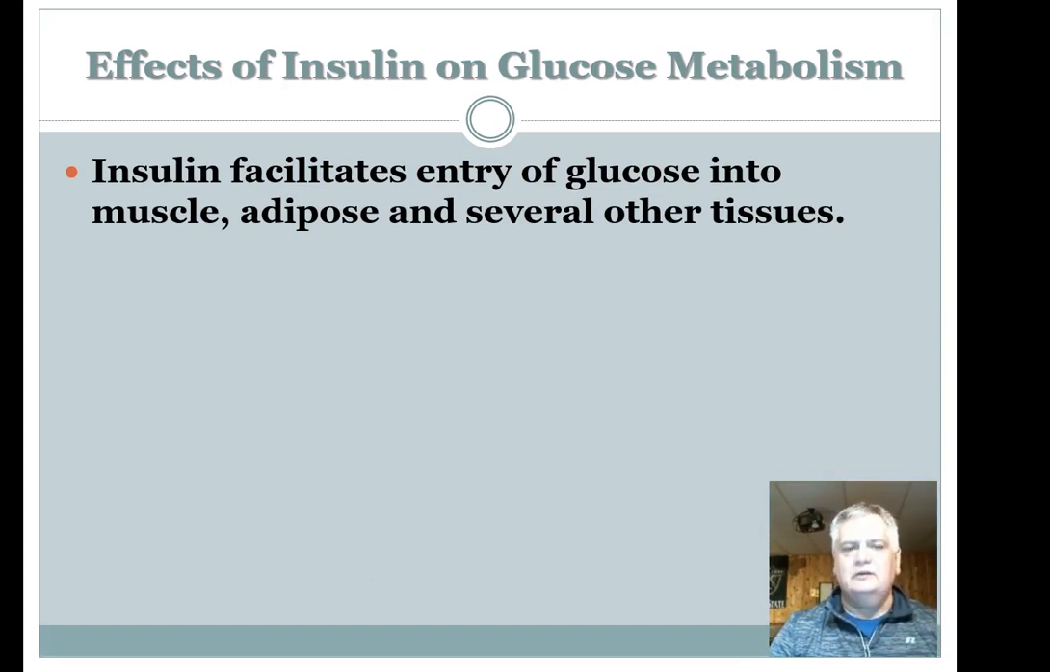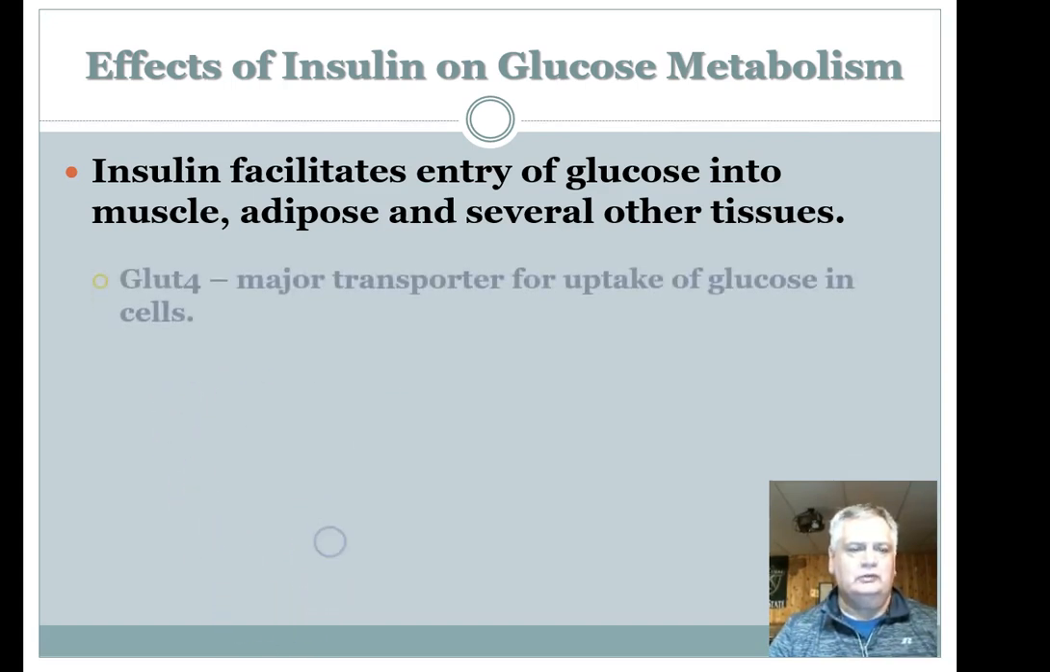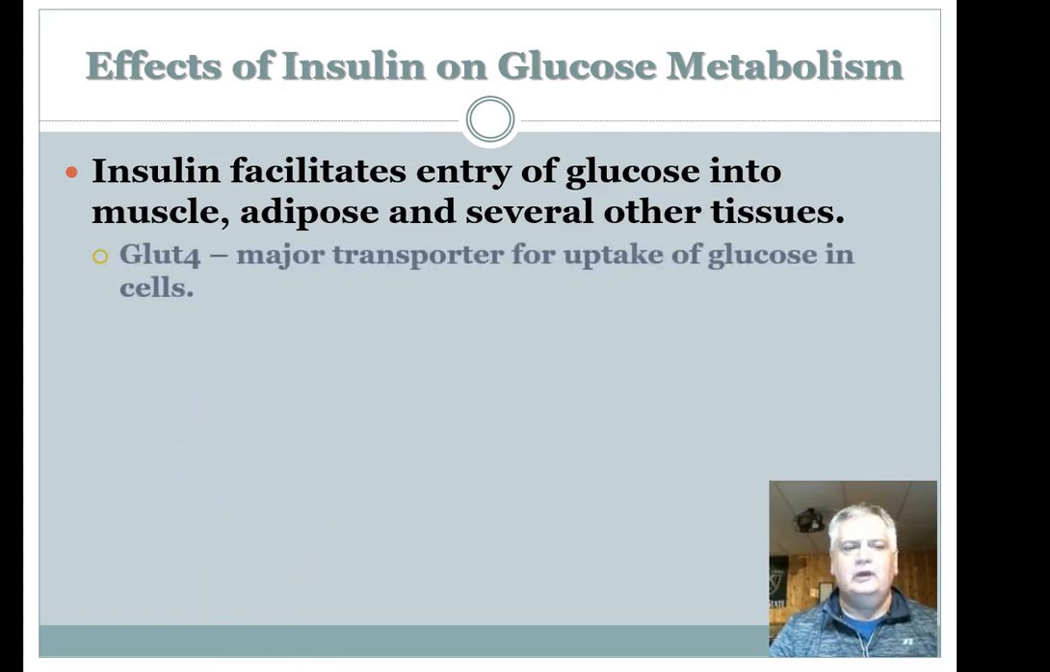Okay, so insulin then, we say, facilitates the entry of glucose into muscle, adipose, and several other tissues, which would include liver cells as well. GLUT4, remember the 4 GLUT transporters we just talked about, GLUT4 is the major transporter for the uptake of glucose in these cells. So all cells will have, let's say, for example, GLUT1 transporters permanently embedded in their plasma membrane. But certain cells, like muscle and adipose cells, have additional GLUT4 transporters.